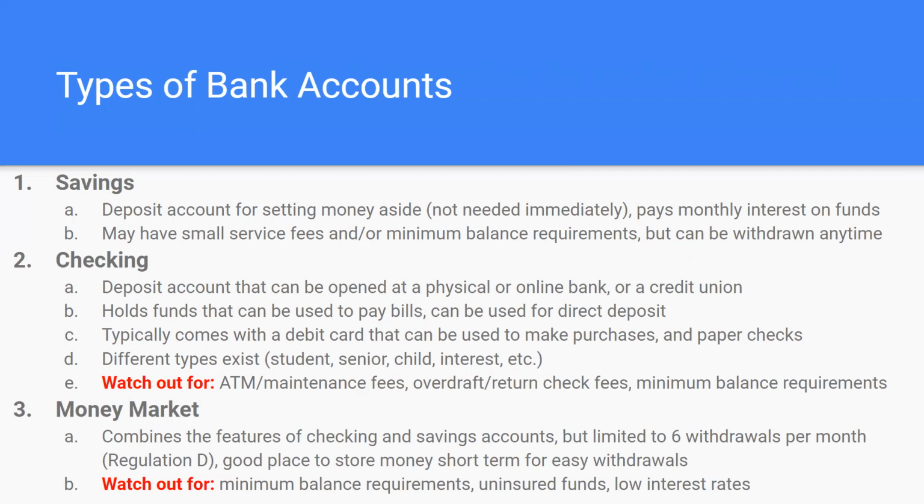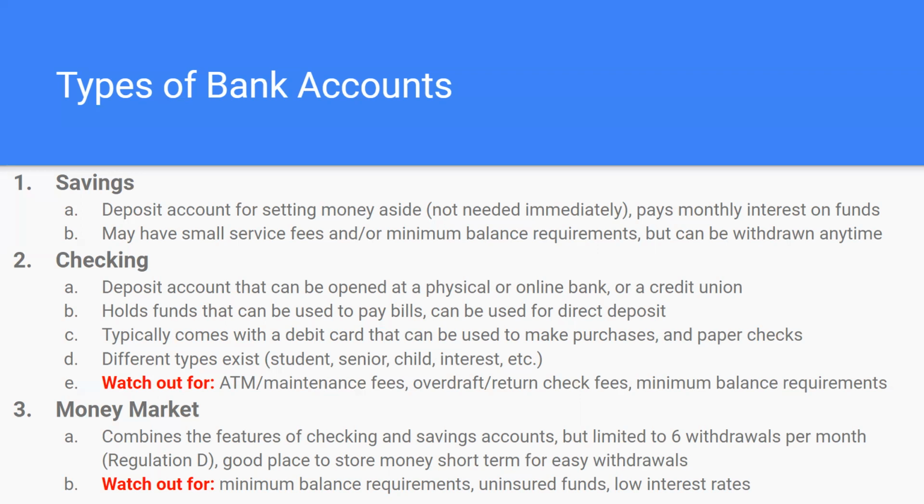But first, we have a savings account, which is a basic deposit account for setting money aside, meaning you don't need it immediately, and it pays monthly interest on funds. And so basically, you put money into an account at a financial institution. Since they're holding the money for you, they pay you a percentage in monthly interest. Usually, it's not a lot, but it is a little bit of something. There may also be small service fees or minimum balance requirements. If you don't know, a balance is the amount of money in an account. But the nice thing about savings accounts is that the money can be withdrawn at any time.